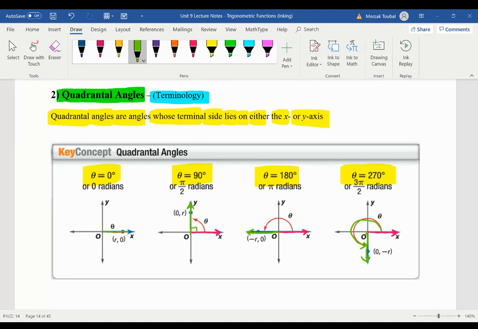So let's go back and just check the radian measure for these angles. So 0 degrees is equivalent to 0 radians. 90 degrees is equivalent to pi over 2 radians. 180 degrees is equivalent to pi radians. 270 is equivalent to 3 pi over 2 radians.